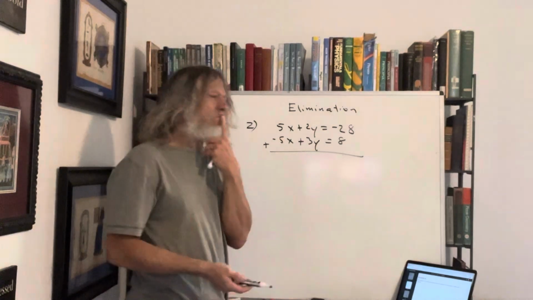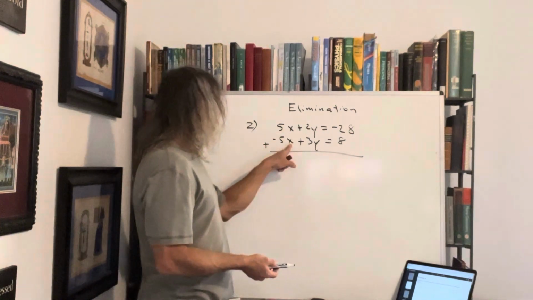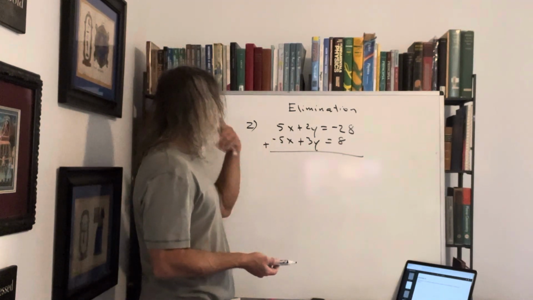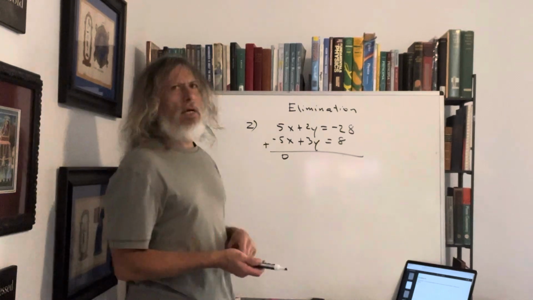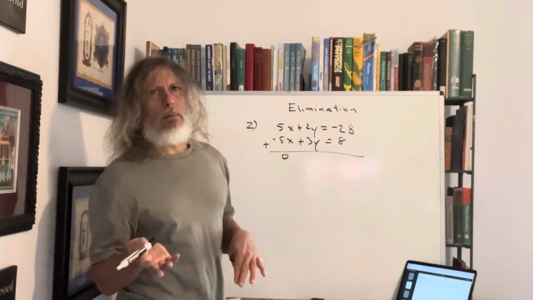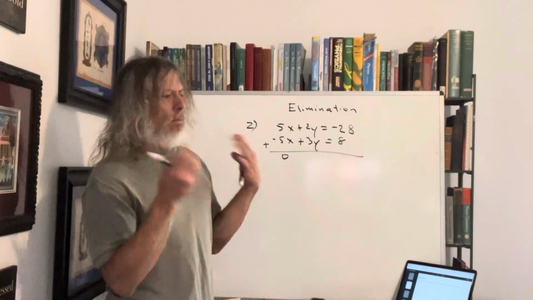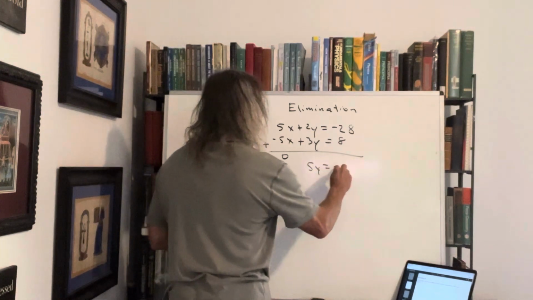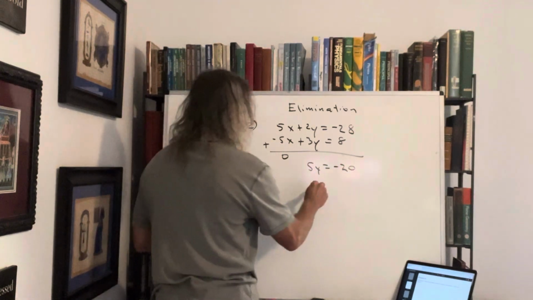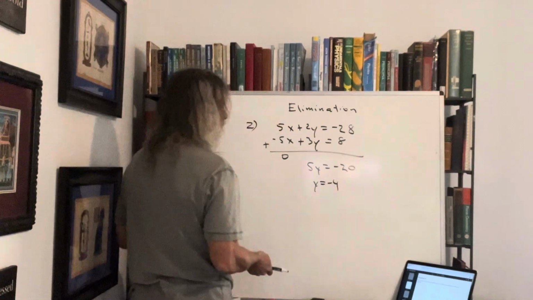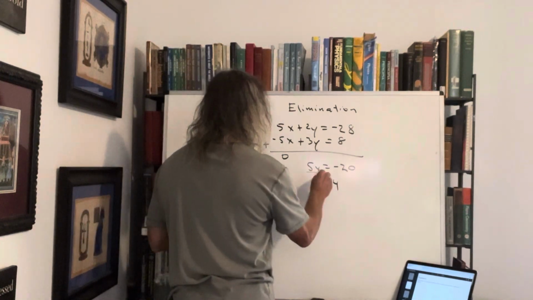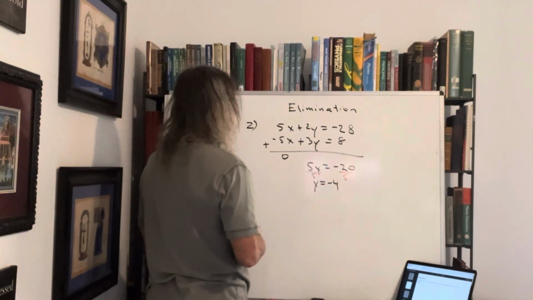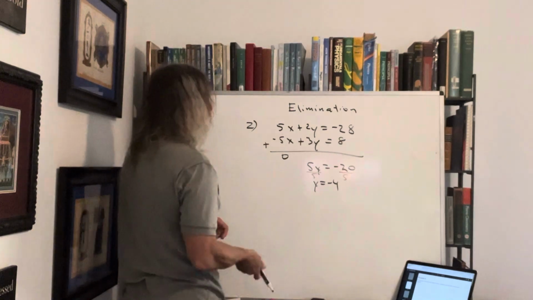And so we notice this and this are equal but opposite. 5x, negative 5x. So if we add them, they zero out. So this time we get rid of the x's first. It doesn't matter which we get rid of, just get rid of one of the letters. Get rid of one, then it's going to be easier. So then we got 5y is negative 20, divided by 5, and we get negative 4. Then we plug this into one of our equations and get the other one.